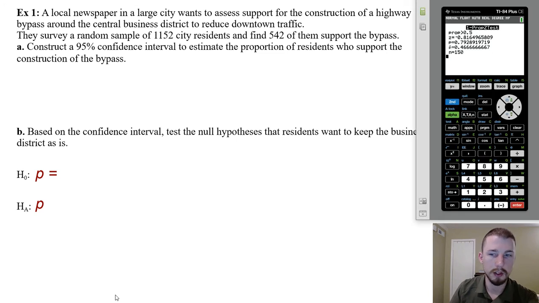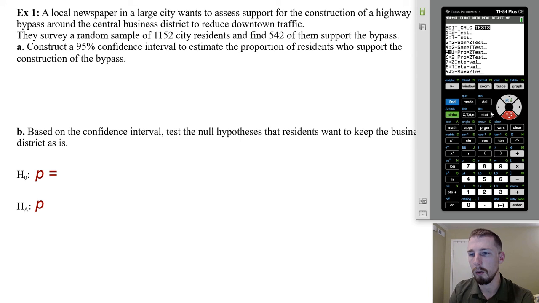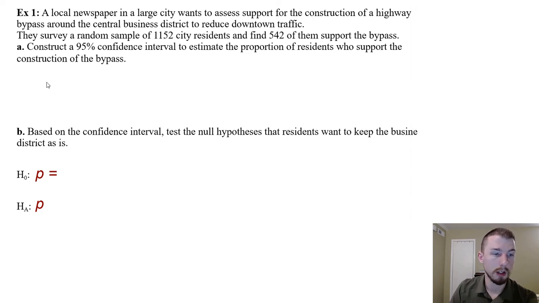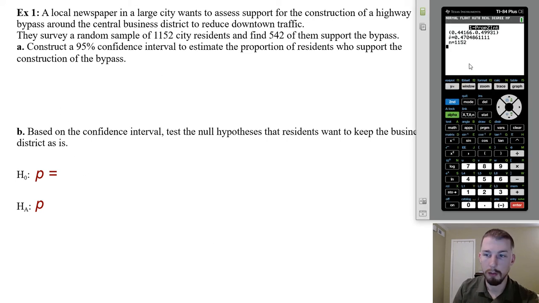All right, so confidence intervals, if you remember how to do that, we go to stat, arrow over to test. It's towards the bottom, it's 1-PropZInt. They said that we found 542 out of 1152, and we want 95% confidence. Hit calculate, boom, go. All right, so that's our interval. I didn't type it out, but you can see right there.